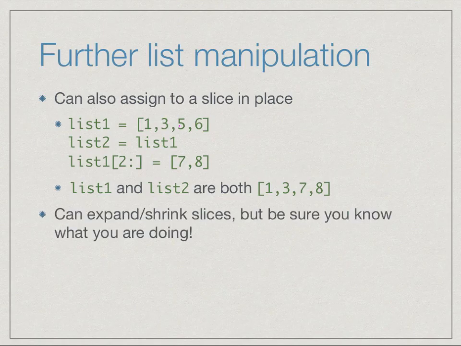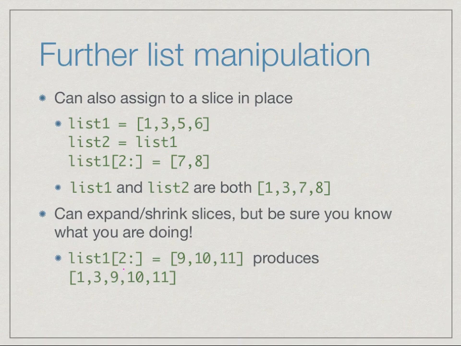Now here we had a slice of length 2 and we replaced it by a new list of length 2. So we preserved the structure of the list in terms of the number of positions. This is not required. Python allows you to both expand and shrink a slice. So for instance, you could have taken that list.